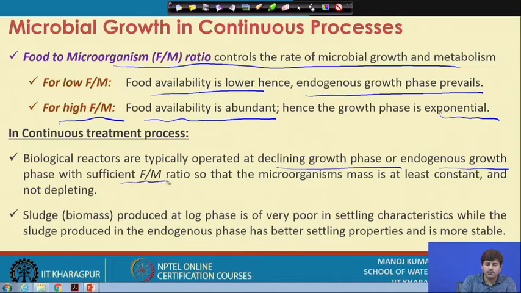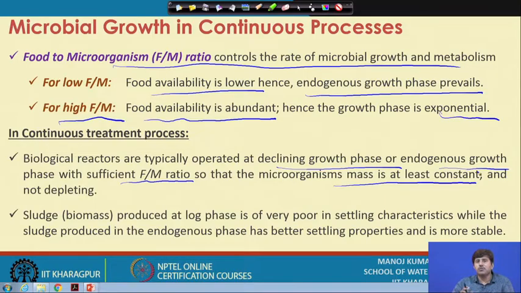So, there is sufficient food to microorganism ratio to maintain this. It is not that decay is prevailing and the system is losing biomass, but there is not too much growth of biomass in the system either. There is just adequate growth in order to maintain the biomass levels in the system. Okay. So, that the microorganism mass is at least constant and not depleting.